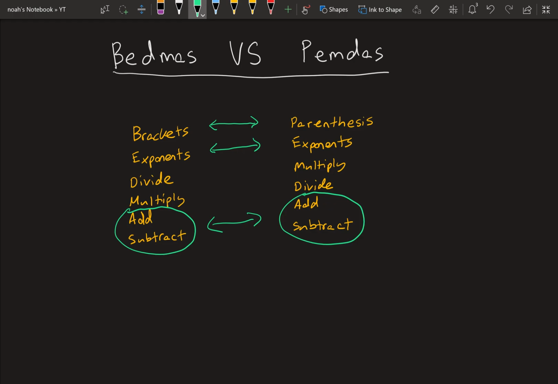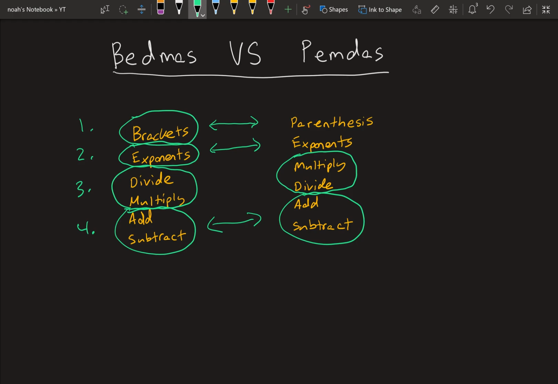But this doesn't actually matter because if you think of it like blocks, you need to do brackets first, or parentheses, then you do exponents, then you do divide, multiply, then add or subtract. So it's more of a 1, 2, 3, 4.